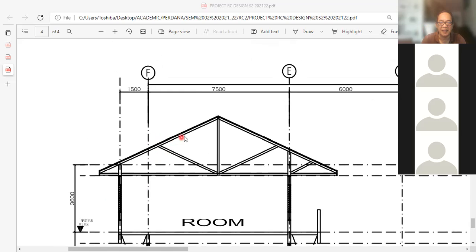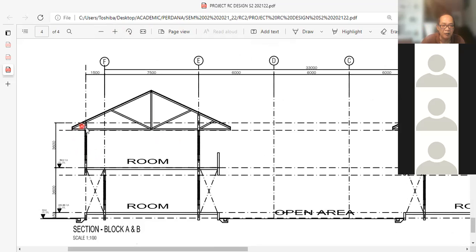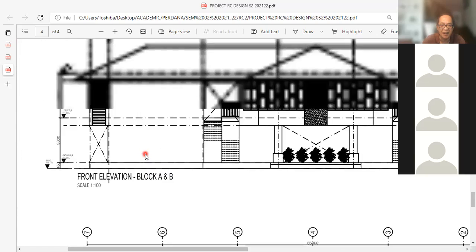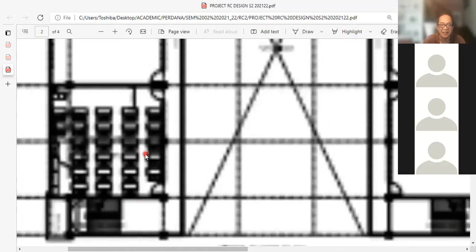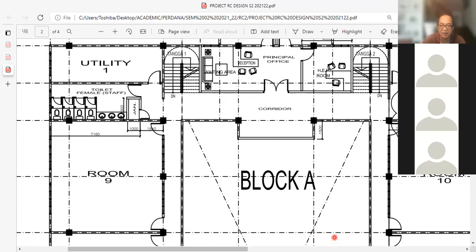Other information that we can extract from the architectural drawings is, of course, the dimensions. The column height indicated here, from floor level to floor level, is approximately 3.6 meters, and it is equal from ground floor to first floor, and from first floor to the top of the roof beam is approximately 3.6. So we have the column dimension indicated here. The height of the column is approximately 3.6. And one more thing is that there will be some cantilever conditions.